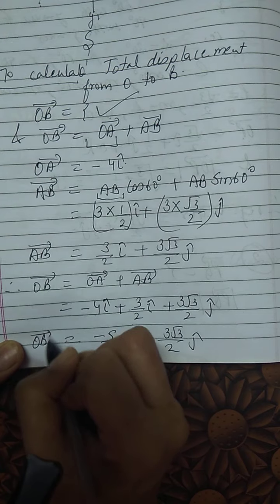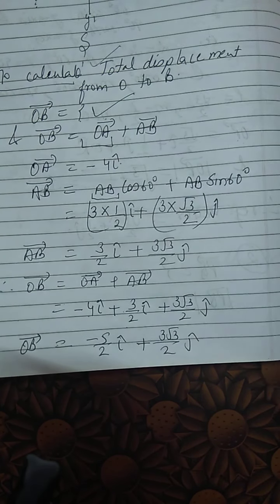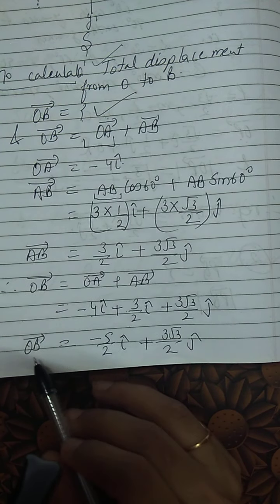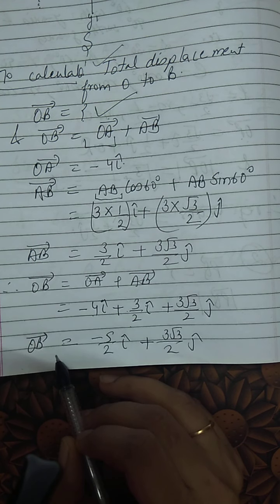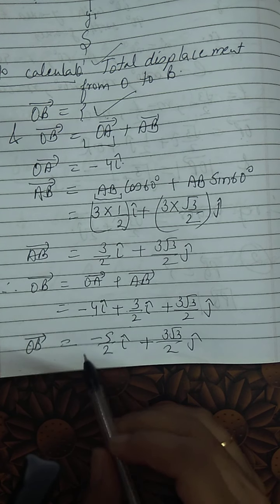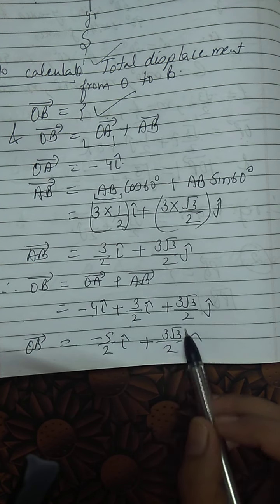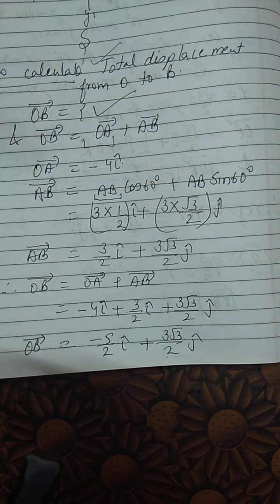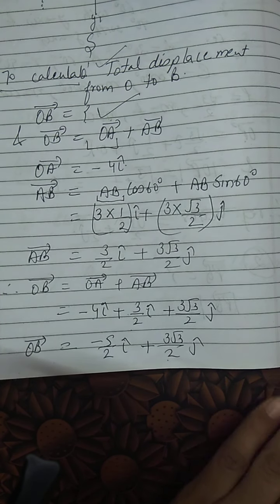This is the OB vector. As we said, we have to calculate the displacement, so we will calculate the distance, meaning the magnitude, for the OB vector. Therefore, what will be the magnitude? Root of minus 5 by 2 squared plus 3 root 3 by 2 whole squared. So let us calculate that.